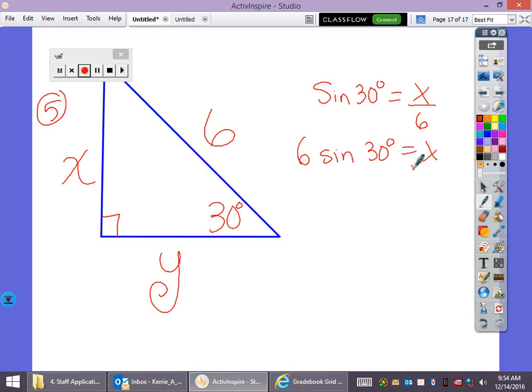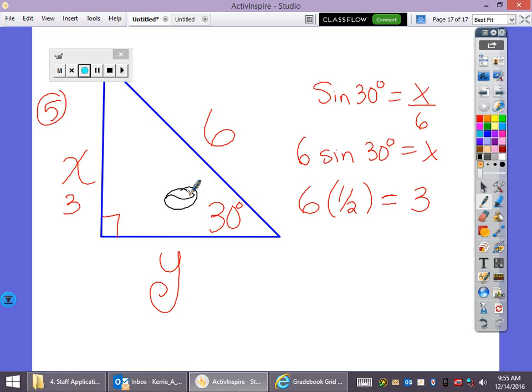Hand trick. What's the sine of 30? 1 over 2. So 6 times a half is 3. x equals 3. Okay? Yes, ask your question. I'm going to use cosine to find y. If this is theta, the angle given is always going to be theta.